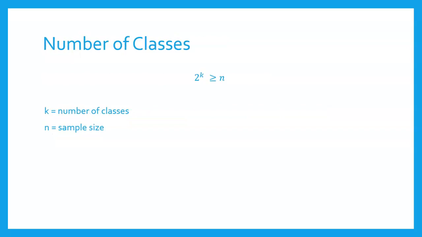First, let's talk about the number of classes. The way that we find this is using this equation here: 2^k ≥ n, where k is your number of classes and n, little n, is your sample size. The best way to do this is just trial and error. You're just going to try a bunch of different numbers of classes, a bunch of different k's, until you find one that makes it greater than or equal to n.